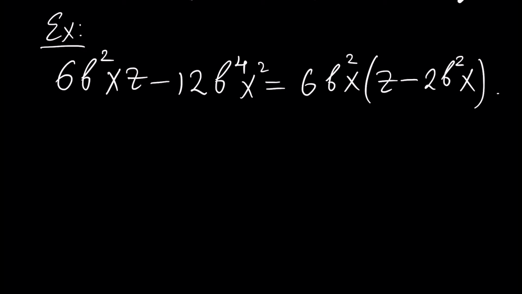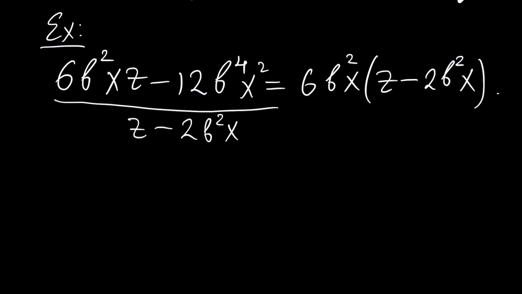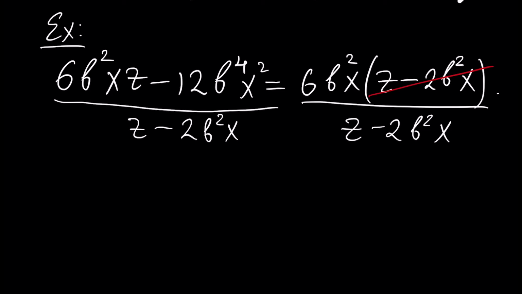That's why, if we had, for example, an expression something like this, divided by z minus 2b squared x, in this case we could cancel these two polynomials and have the answer 6b squared x. That's why factorization of polynomials is very important. And this technique is quite useful.